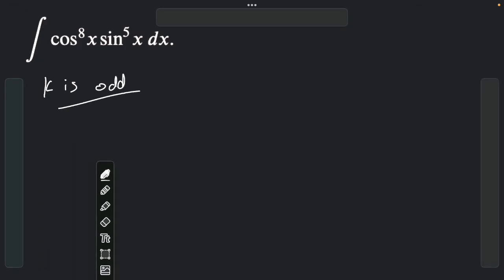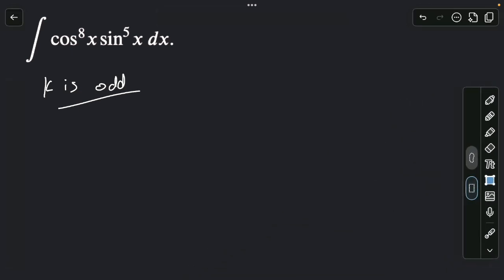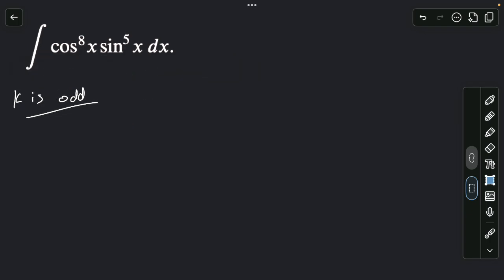So this toolbox, I'll show you over there. Okay, here k is odd, which means what for us?